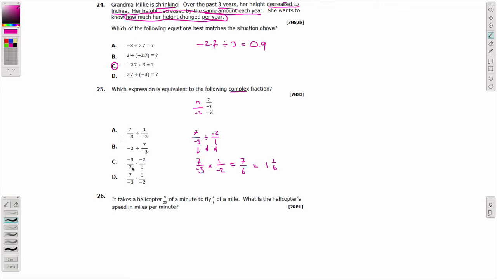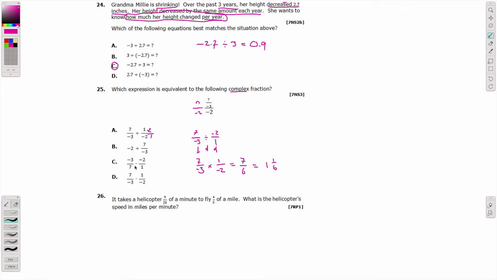Now, which of these expressions is equivalent to that one there? 7 over negative 3 divided by 1 over 2. No, it's divided by 2 over 1. No, it should be divided by negative 2 over 1, not 1 over negative 2. Negative 2 divided by 7 over negative 3. Definitely not, because the numerator is 7 over 3. Can't be. Flip them upside down. Negative 3 over 7 times 2 over 1.